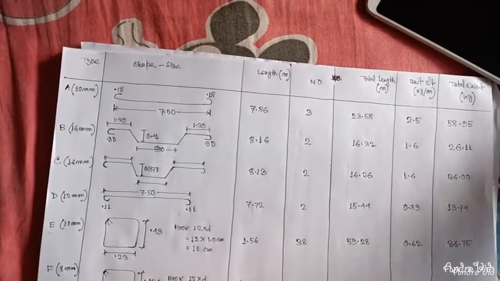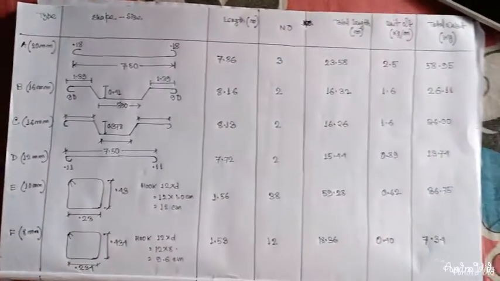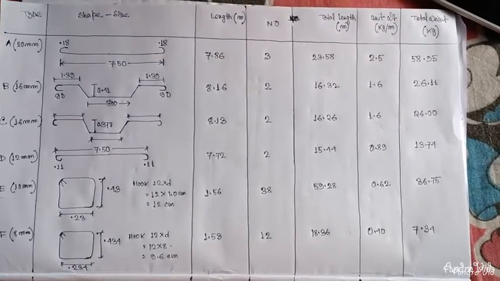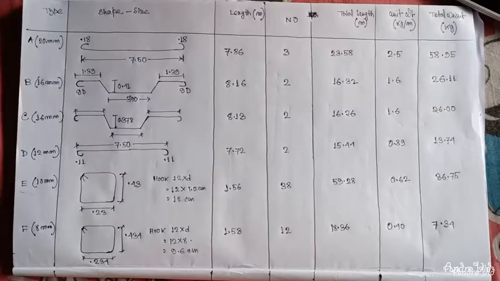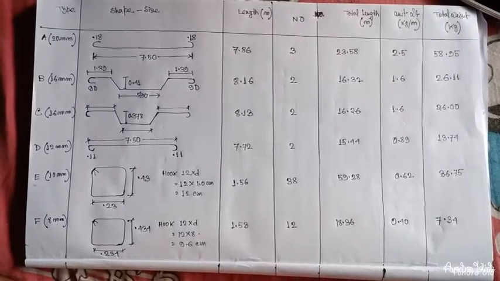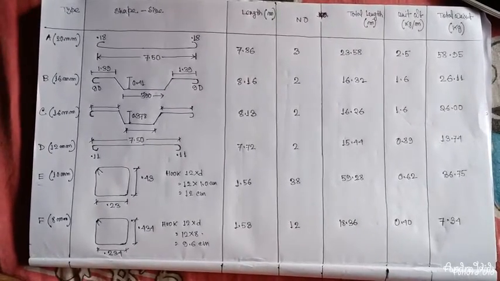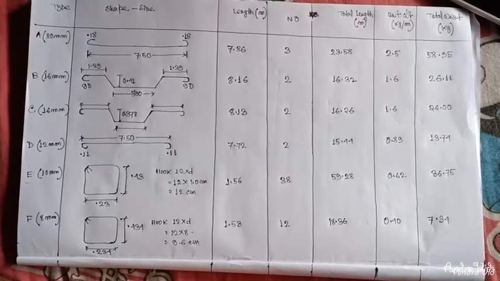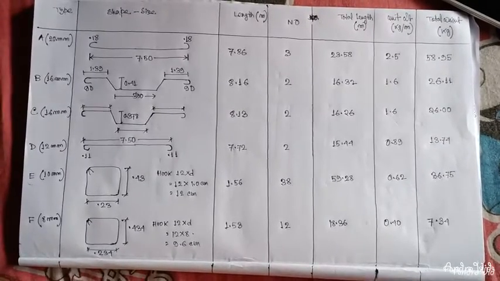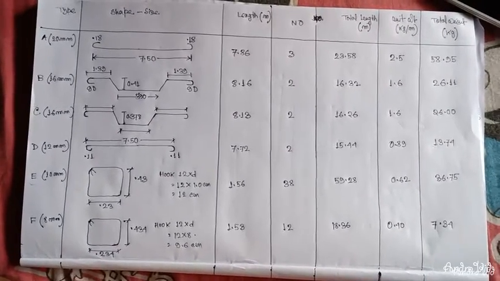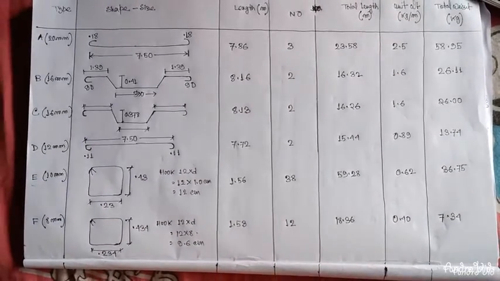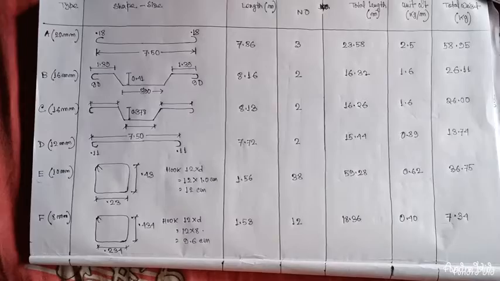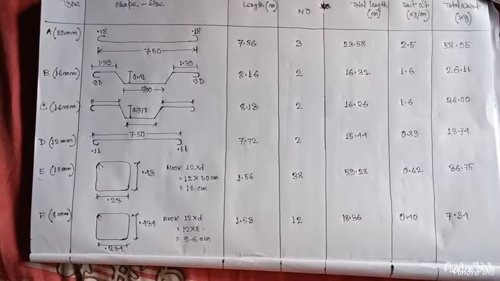So in the final column we have to provide the total weight of this bar, and that we can determine by multiplying total length with the unit weight, and it is coming 58.95 kg. Also we have done this in our last video. So all this calculation we have already done in our last video or lecture.